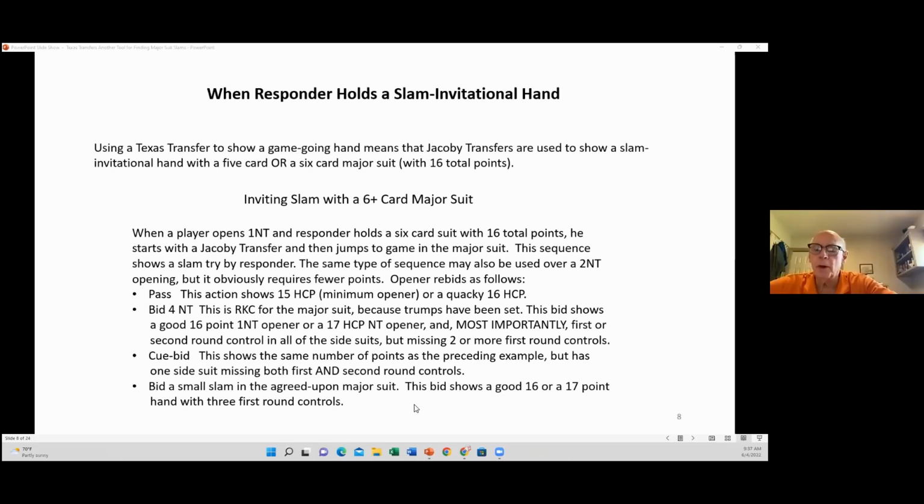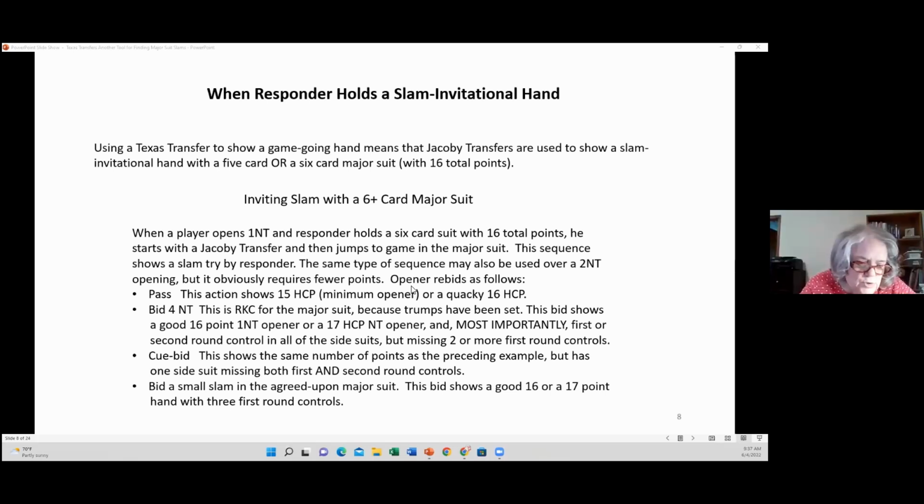Sorry. Go back to that first sentence where it says, when a player opens 1 no trump and responder holds 6 cards with 16 total points. Is that not the same sequence if the responder has 10 to 14 points? You still go through that same sequence, right? If I had 10 to 14 and a 6-card major, I would bid the Texas transfer for game only. You wouldn't go through this.